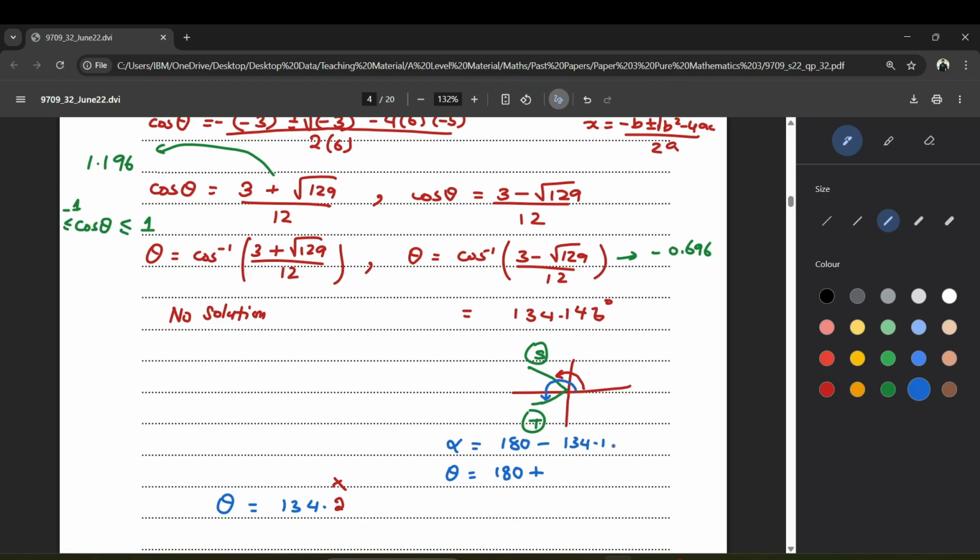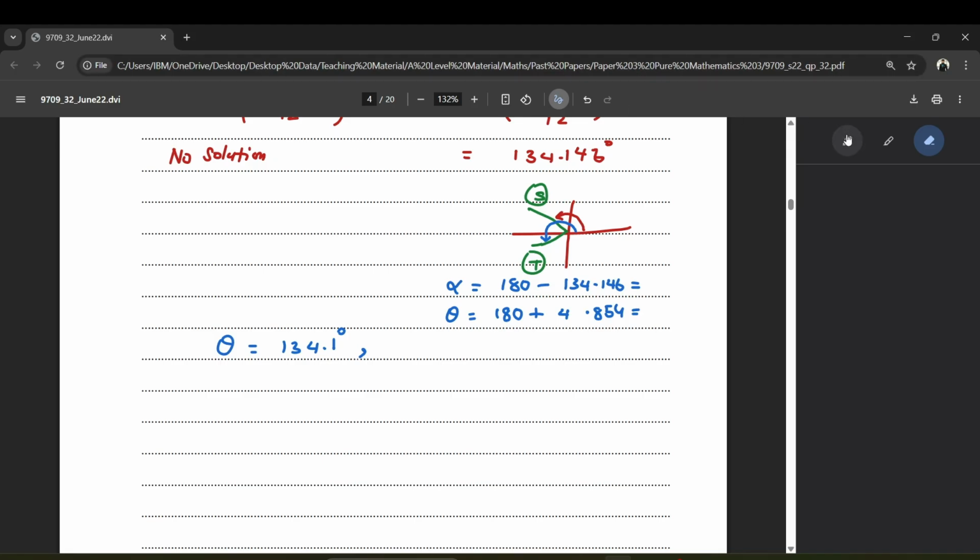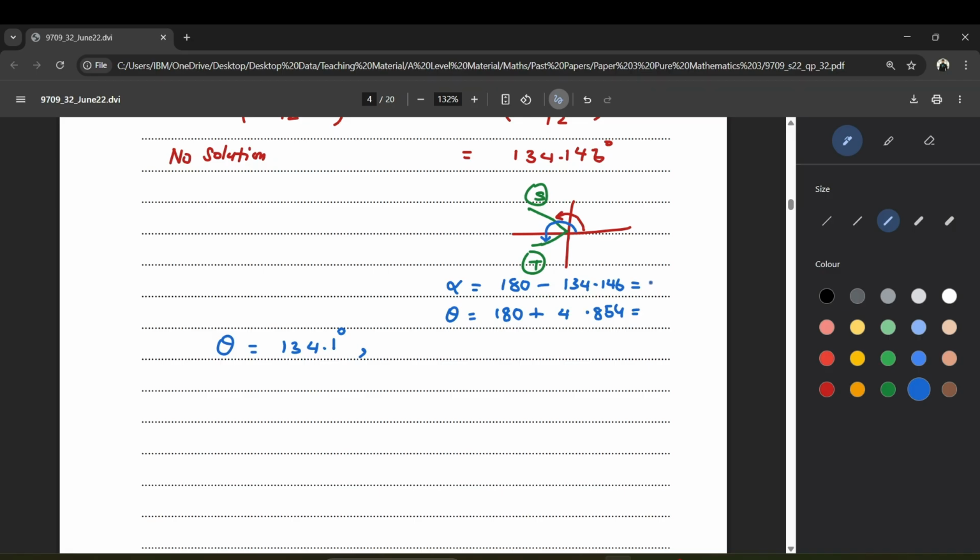Okay, similarly, if I am using a better value over here, these values will also change a bit. So this becomes 134.146. All right, 180 minus 134.146 will be 45.854, not 48. So this is also 45.854. And when you add this to 180, you would get 225.854 degrees. So now our answer is going to be 225.9 degrees. Okay, so that's your final answer.